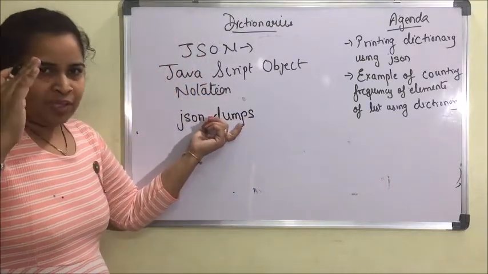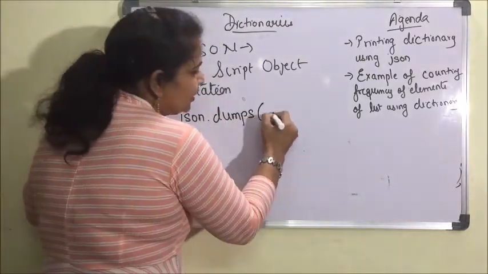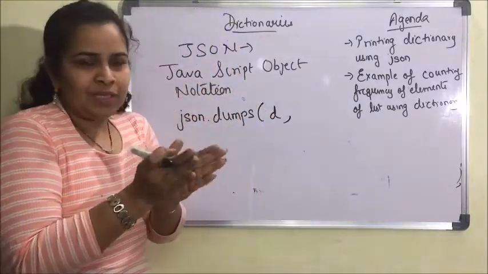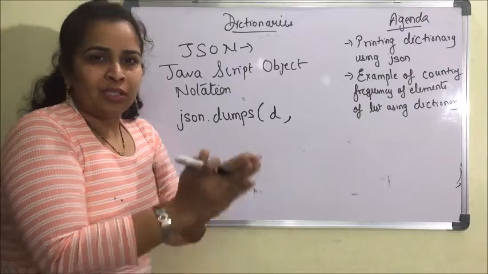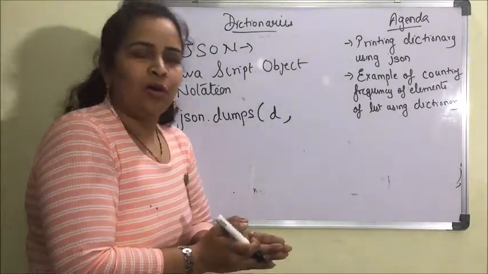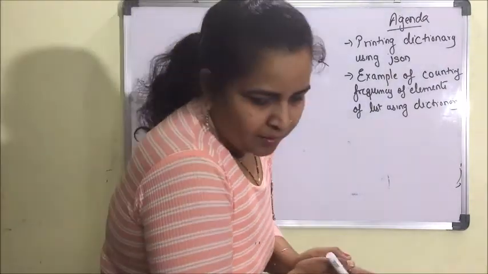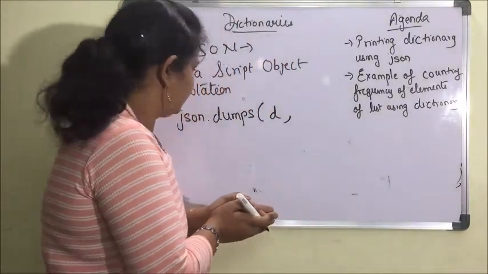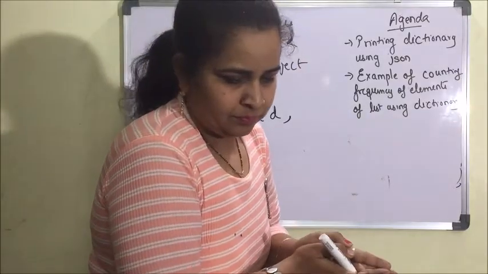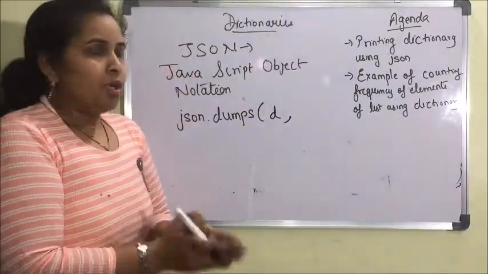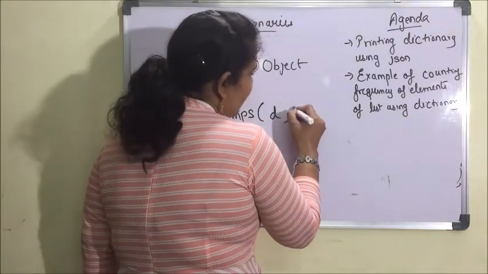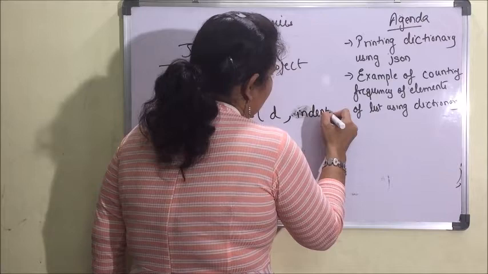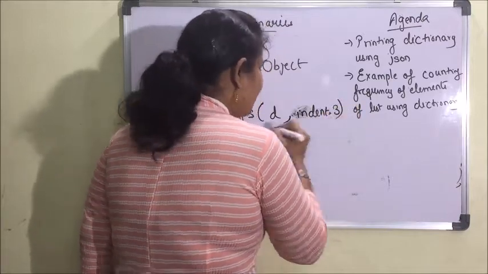This function can be used to print the dictionary with the indent. Indent means that the items will be properly organized. So with this we can have indent. Indent is equal to 3.